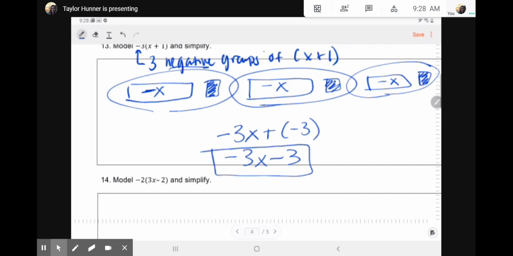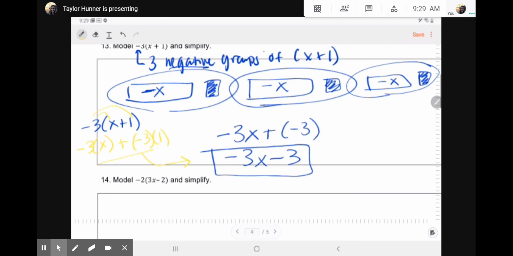You could also write it as negative 3x minus 3. Either way is fine. And again, if we were to distribute, going back to the original problem of negative 3 groups of x plus 1, if I distribute that negative 3 times x plus that negative 3 times 1, that will give me the same exact answer here.